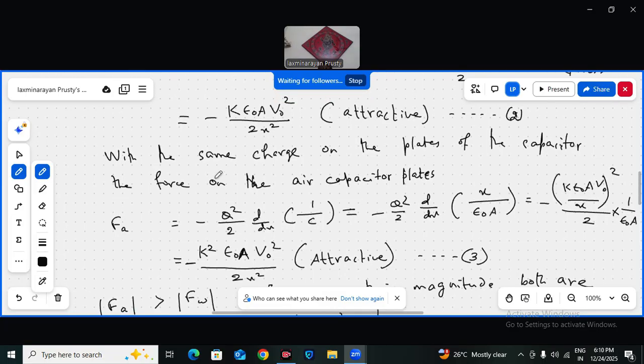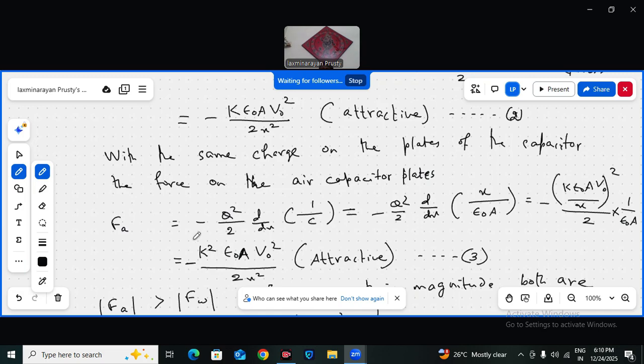These two values. This is FW, this is FA. A means air in the gap or vacuum in the gap. So which is bigger, magnitude wise? Both are attractive, but which is bigger in magnitude? The air one is bigger in magnitude.